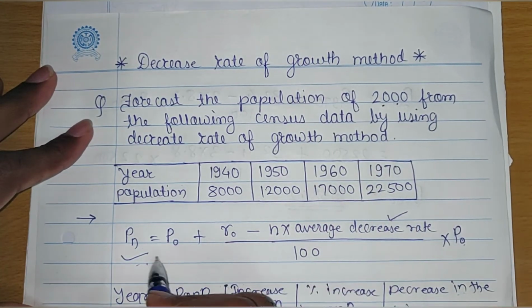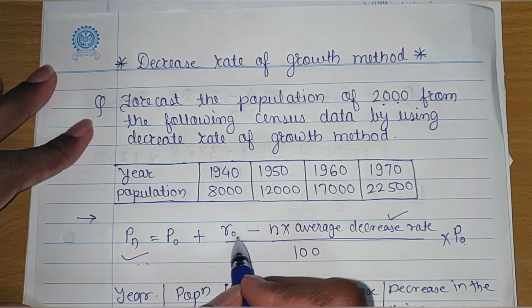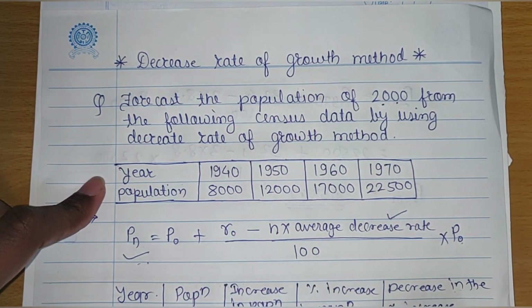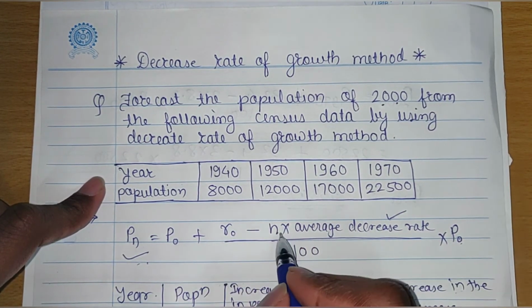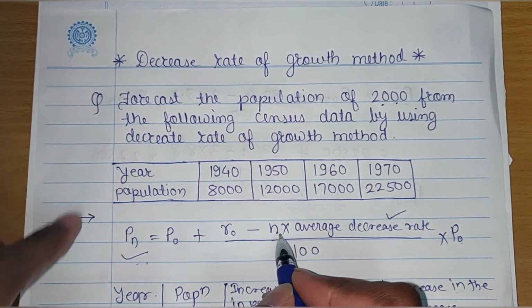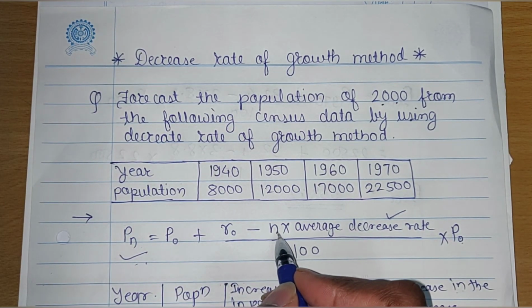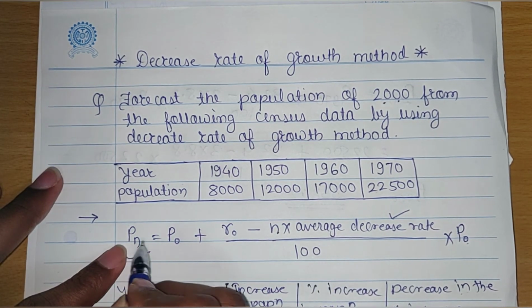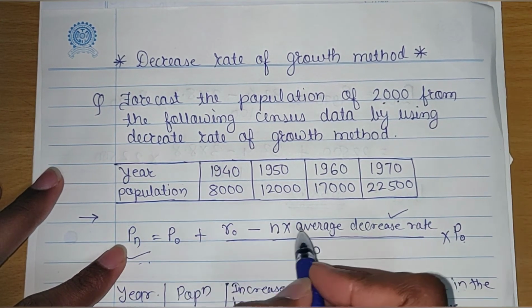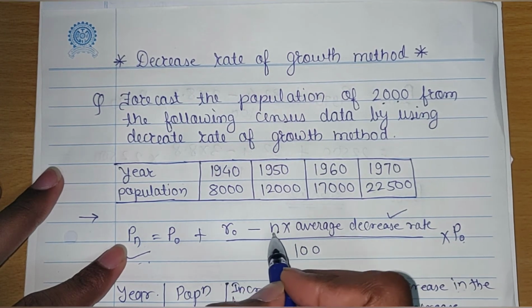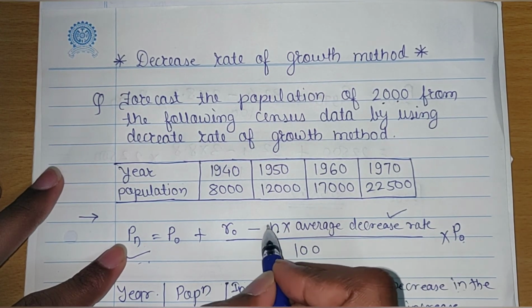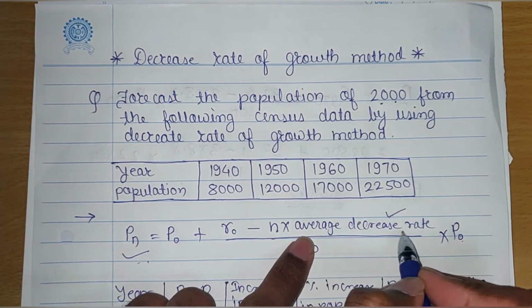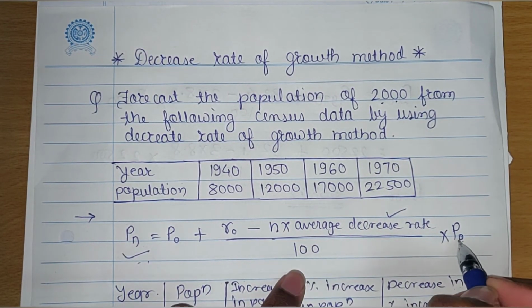Okay, so this is the formula. I will explain again. R naught is the percentage increase in population of the last decade. n is the number of decades, and the value of n is always 1, because the difference between these two populations is of 1 decade. That's why this value is 1, so there is no need to write the n here. And the average decrease rate divided by 100 into P naught.